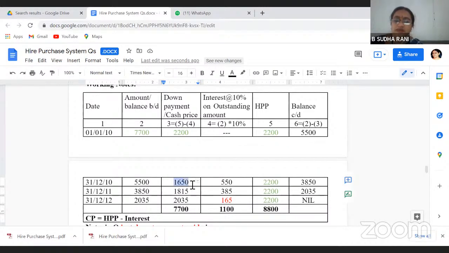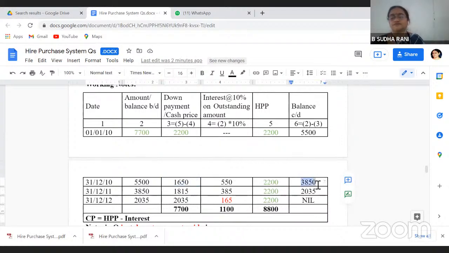That is 1,650. Out of the 2,200 that he paid to the vendor as the installment, it included interest plus cash. Interest is 550 rupees, and the cash he paid upon the 5,500 cash balance is 1,650. Understood? So now from the 5,500 amount, subtract this cash balance paid. How much do you get?